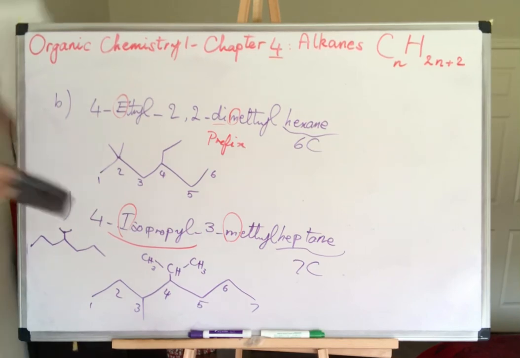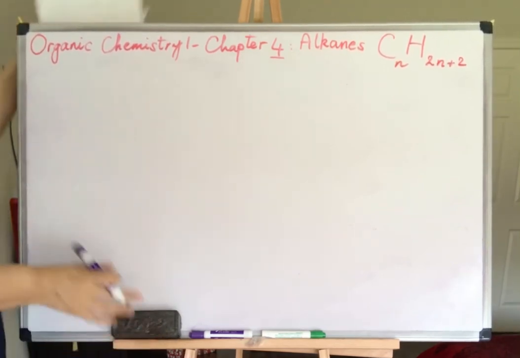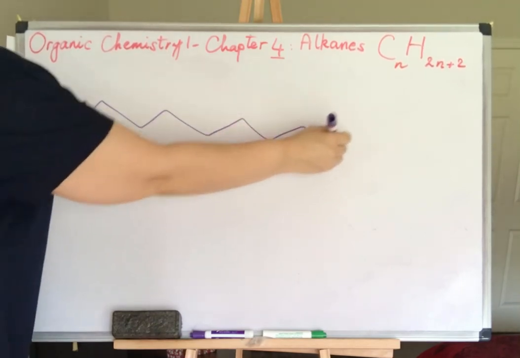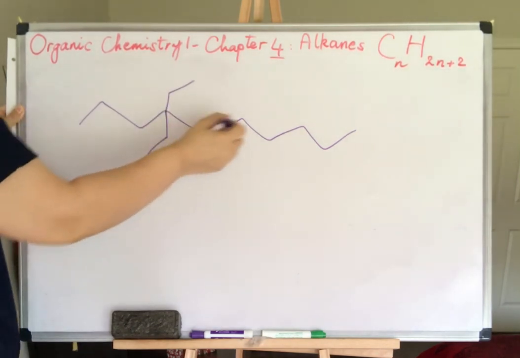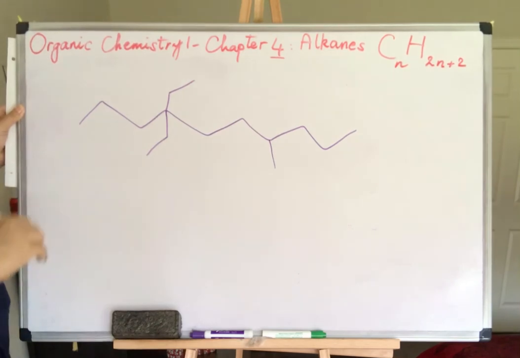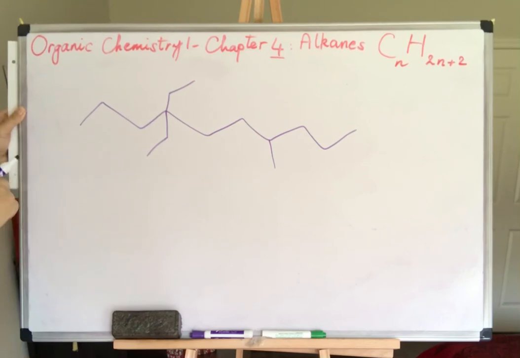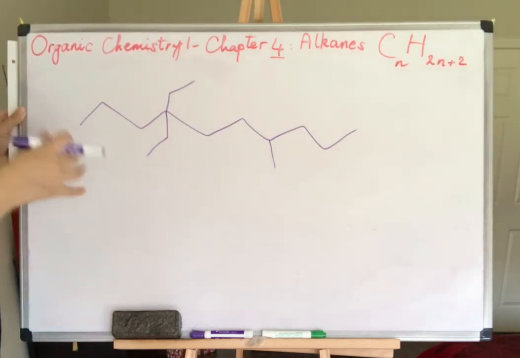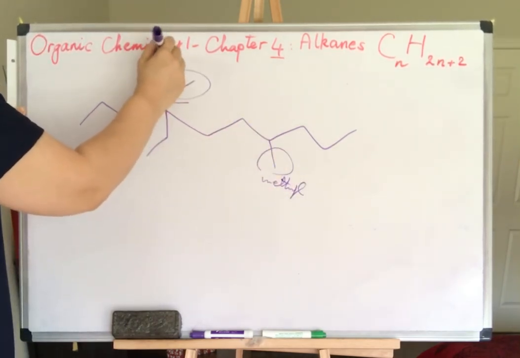So in order to name, let's say we want to name this compound. Let's say which way is closer to reach to the first branch. 1, 2, 3, 4. 1, 2, 3, 4. That's the same. This is methyl. And these are ethyl, right?